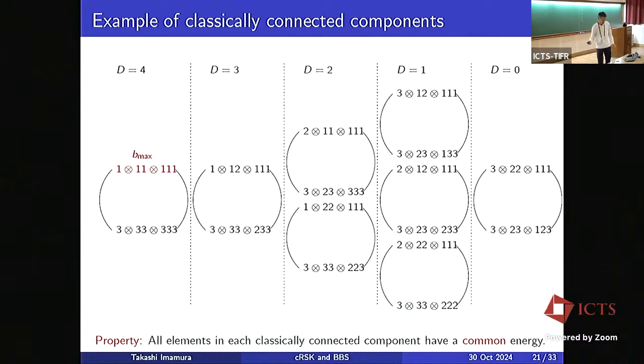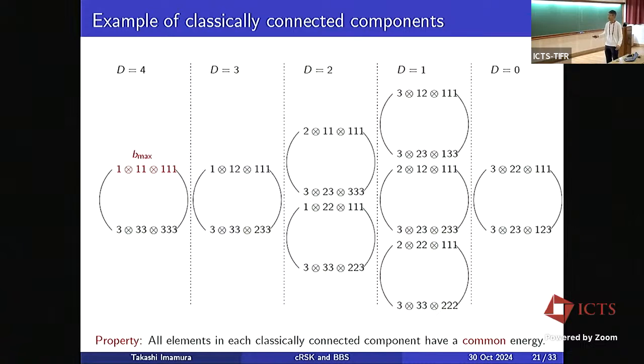Okay, so now we consider the leading map of the HWT. We call the highest weight element here the element of the highest energy, so the B max. In this figure, I don't write the F0 arrows, but some of the F0 arrows connect a component with a different classically connected component and a different energy.